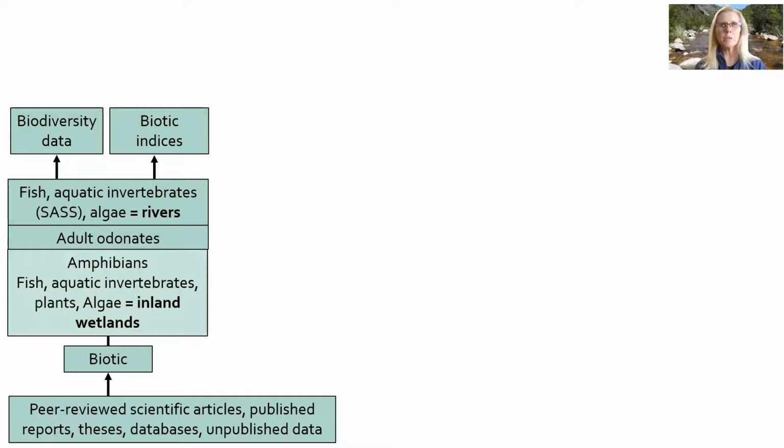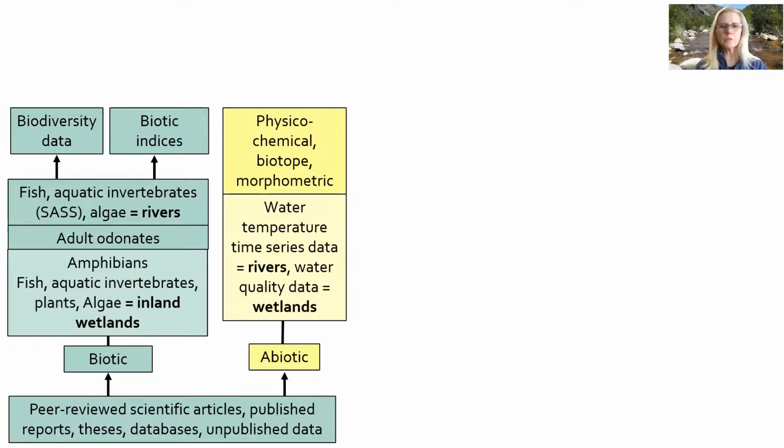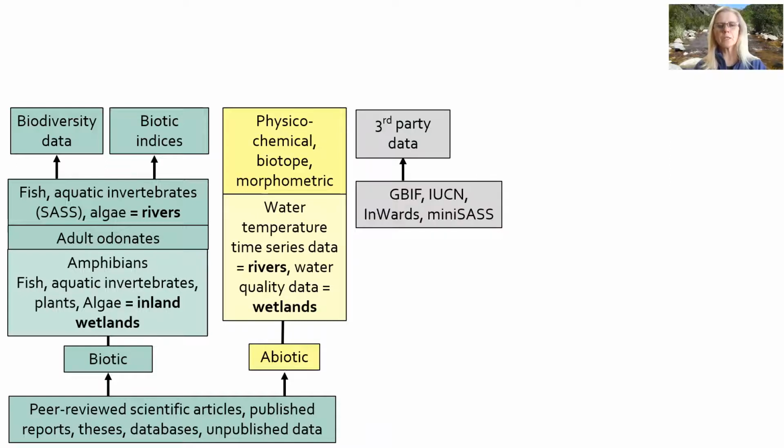Phase 2 of FBIS will extend the range of data to include amphibians, as well as fish, inverts, plants, and algae in inland wetlands. The second data pillar is really the abiotic data, which comes as companion data to the biological records. This includes physicochemical data, biotope data, as well as morphometric data such as stream width, etc. Phase 2 will expand this to include water temperature time series data specifically for river systems, as well as water quality databases for wetlands. The third pillar is the third-party data.